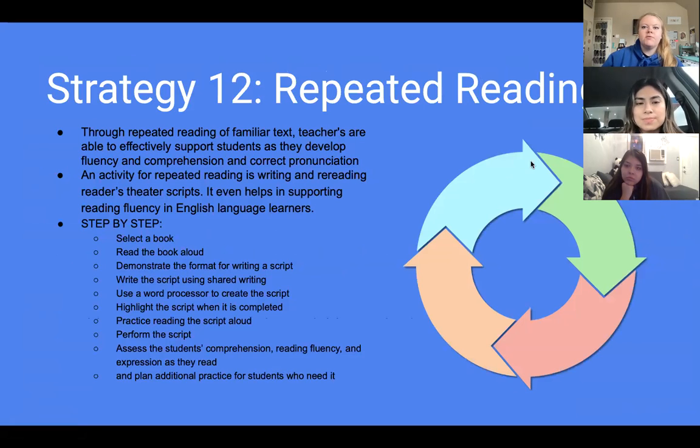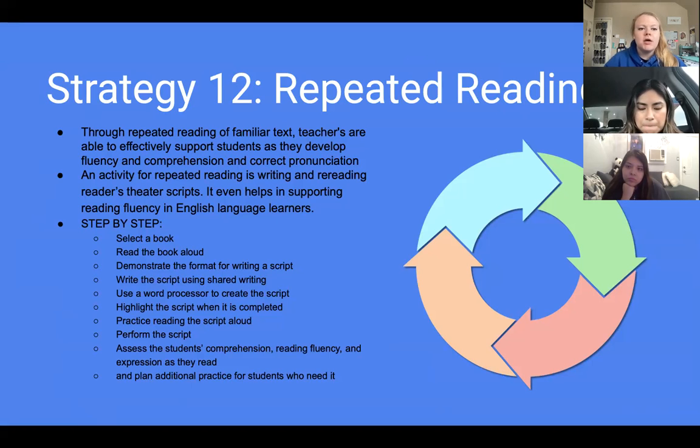So strategy 12 is repeated reading. It's exactly how it sounds, the name of it, repeated reading. Through repeated reading of familiar text, teachers are able to effectively support students as they develop fluency, comprehension, and correct pronunciation. An activity for repeated reading is writing and rereading readers' theater scripts. It even helps in supporting reading fluency in English language learners.